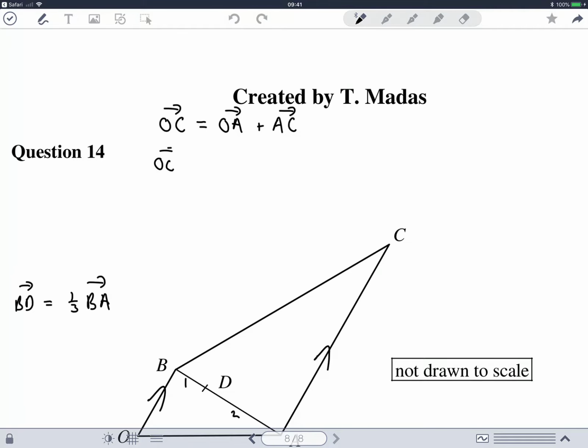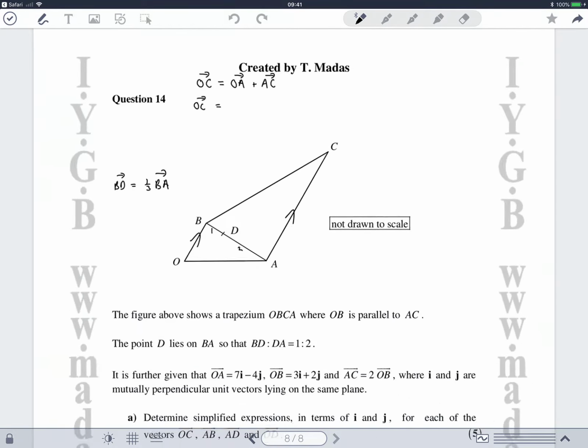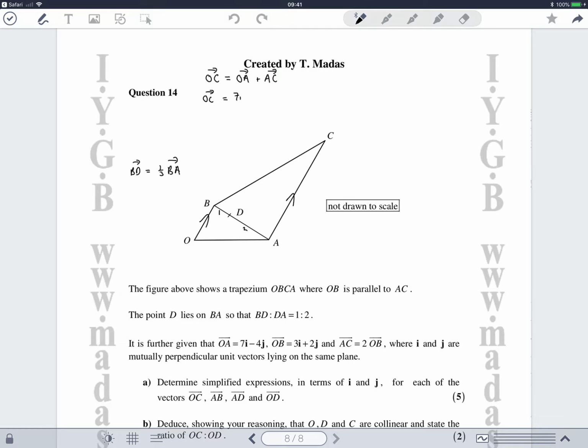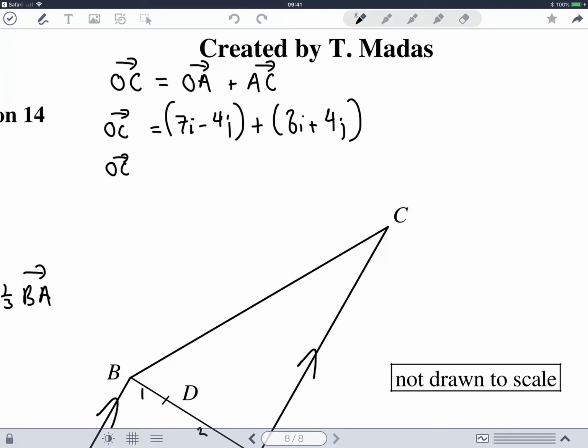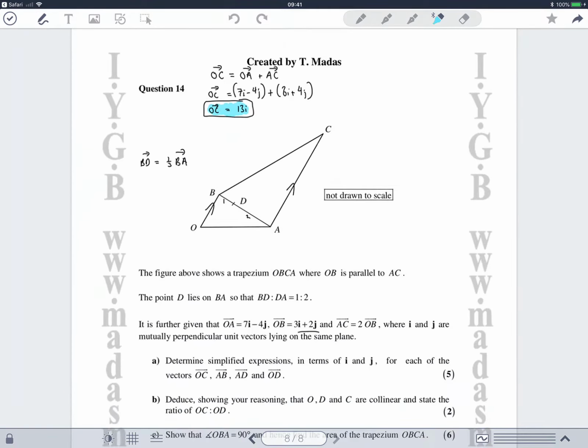So OC is OA, which I know is 7i minus 4j, plus AC, which is 2 lots of OB, so that's 2 lots of 3i, so that's 6i, plus 2 lots of 2j, which is 4j. And lo and behold, OC is going to be 7i plus 6i, which is 13i, and minus 4j plus 4j will cancel, so I'll get OC is just 13 lots of i. Not bad, so that's that one done.